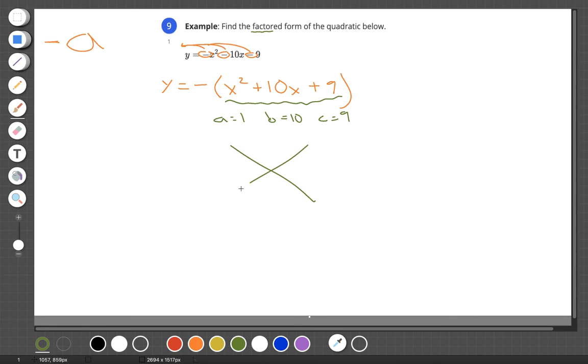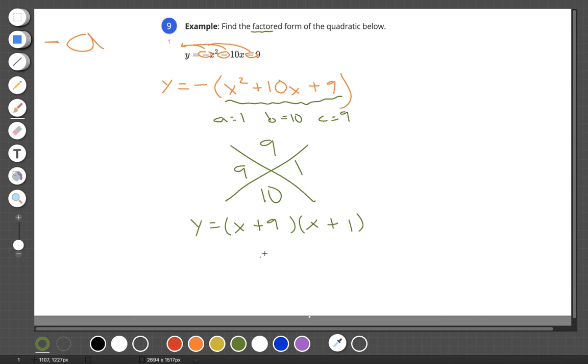We're going to do our diamonds. A times c is 9, and b is 10. I think most of us would get this: 9 and 1. Then we do our factored form. As a refresher, this is what you need to remember about the factored form: 2 sets of parentheses and the x in the beginning. Plus 9 will go here, plus 1 will go here.